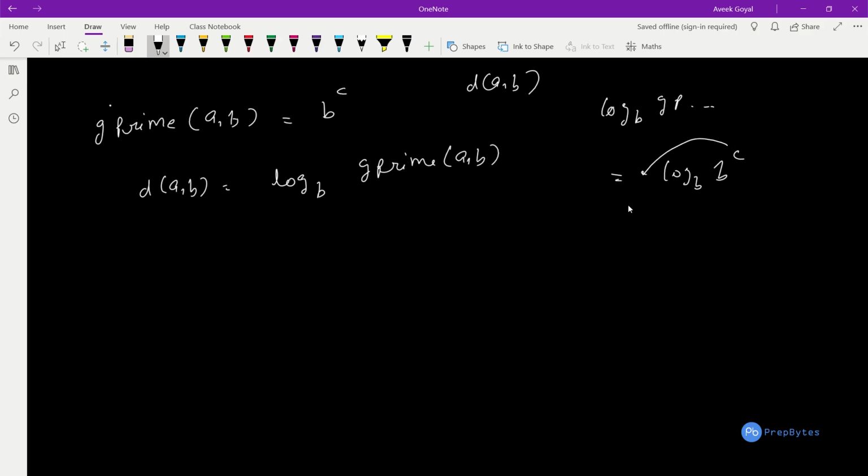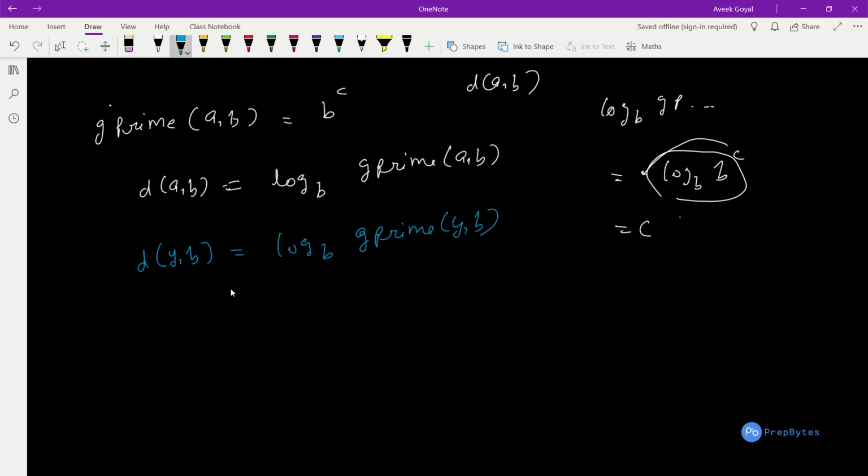So c will come here, and what is c? C is nothing but d(a, b), the function, and this will become 1. Okay, so this we can easily see. Now let me have another number. So it is a comma b, so let the other number be y comma b. Okay, so it will be log_b g'(y, b).